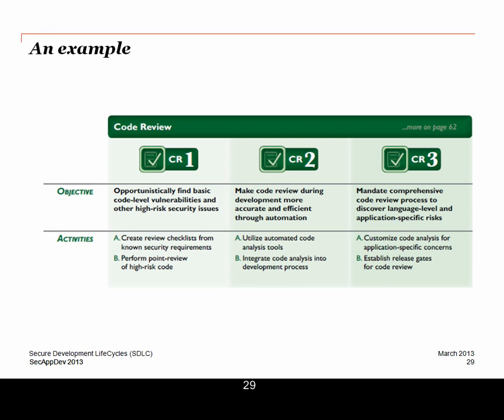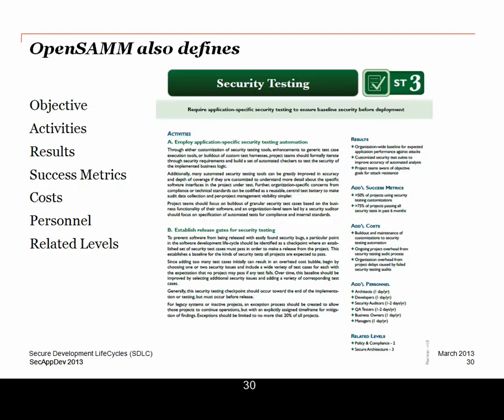For security testing, for instance, a metric could be 50% of the projects are using security testing customizations. That could be a potential metric. And so the model also defines how you can measure success in your organization. It also gives some indications on what the cost would be to implement a particular activity and what personnel you need for it. So the model is nicely structured in the sense that you have activities but also accompanying information to know how to implement it and what the impact would be on the business, on the organization.